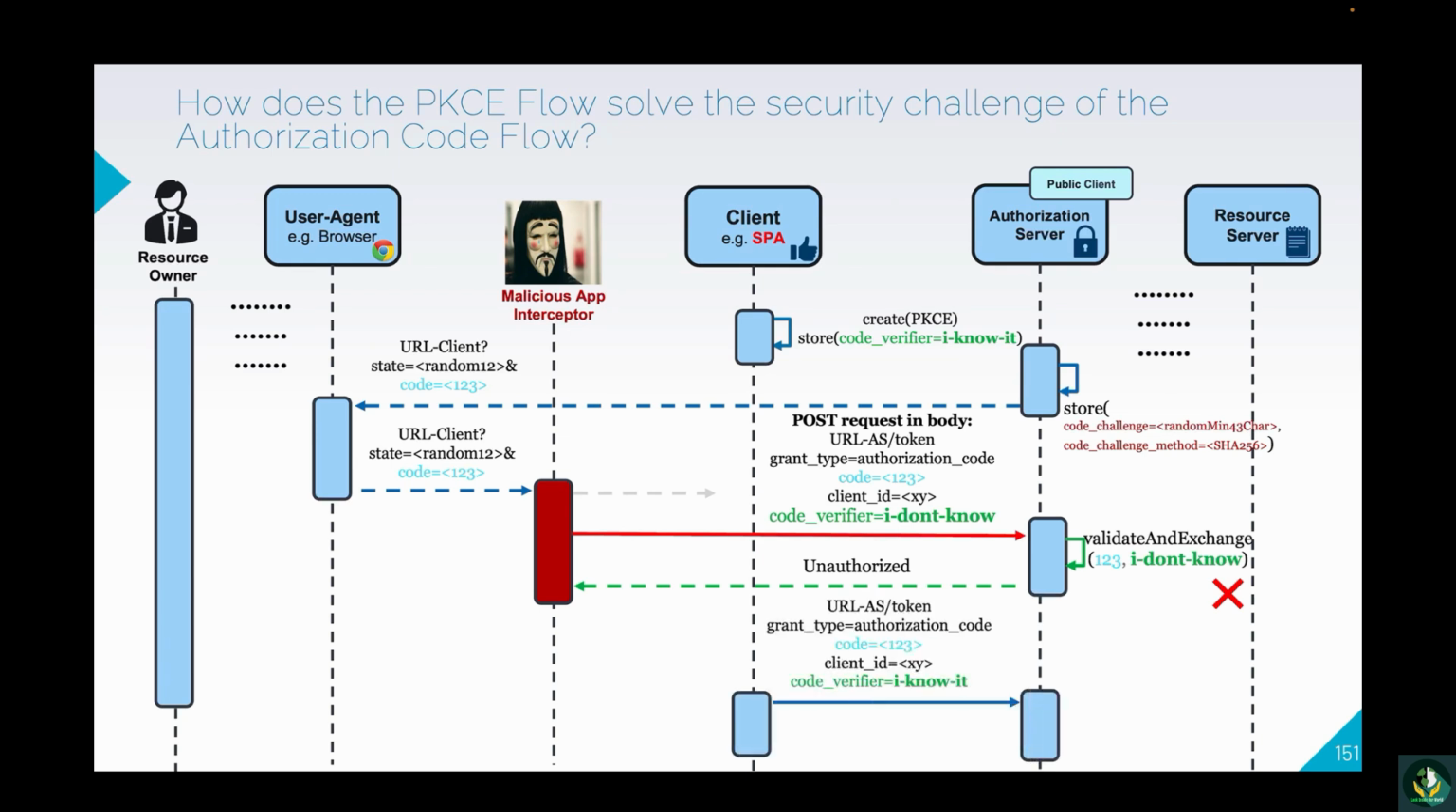On the other hand, the legitimate client sends the correct post request with the authorization code and the valid code verifier. And there we go, the authorization server successfully validates the request and grants the client an access token.